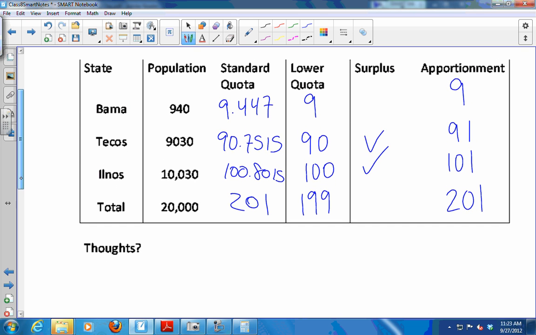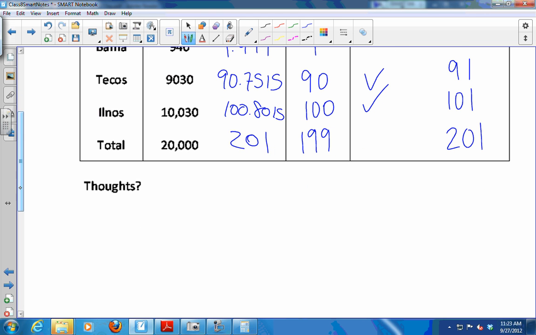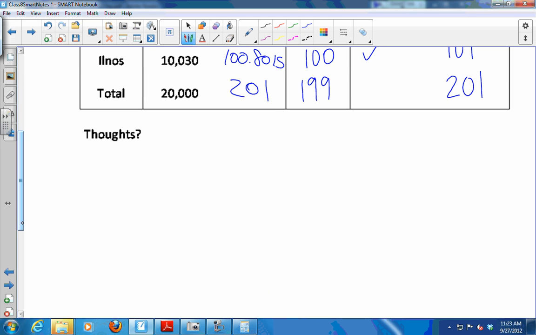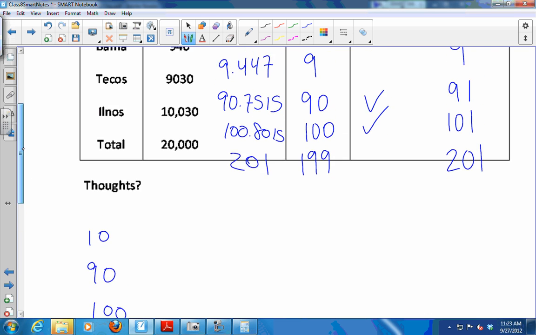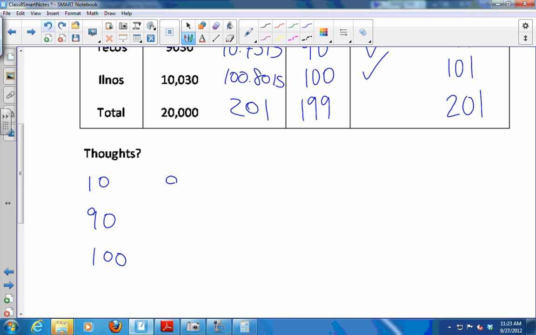So what do you think? In the previous apportionment, it was 10, 90, 100. And now it's 9, 91, 101. I moved this. Are any of the states really upset about this?